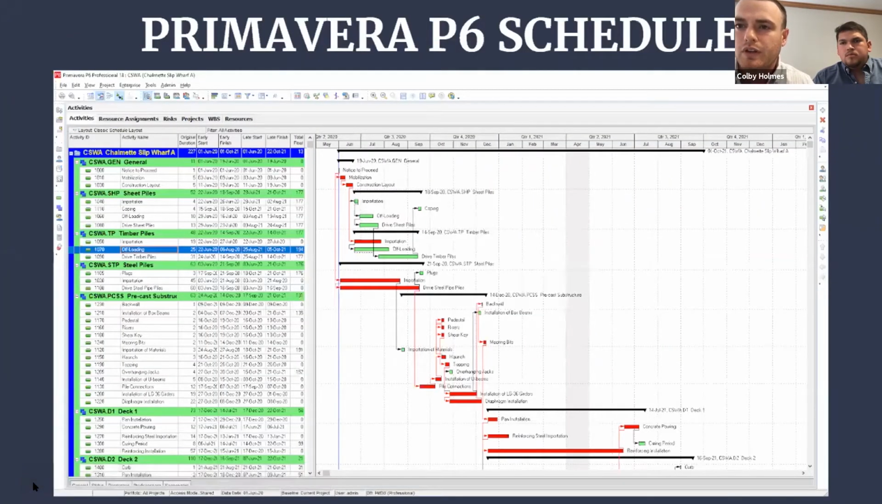time. Let's see. We should be done driving all of our piles, and I can't read the actual date, but it looks like around the middle of September of this year. So that's starting June 1st into September.